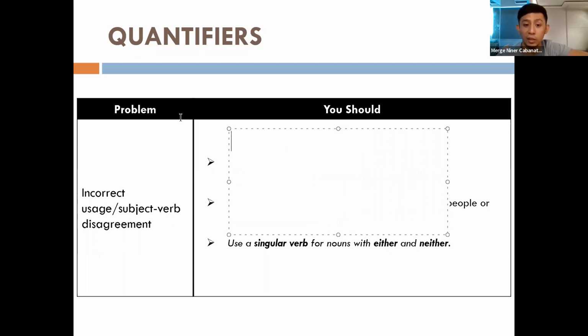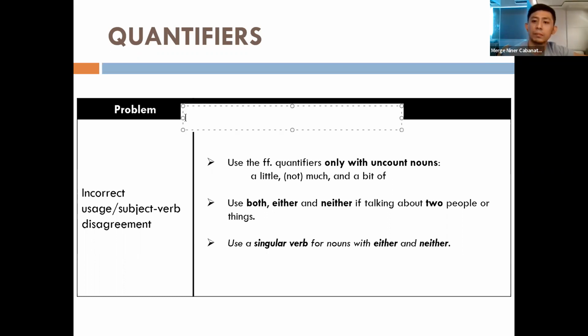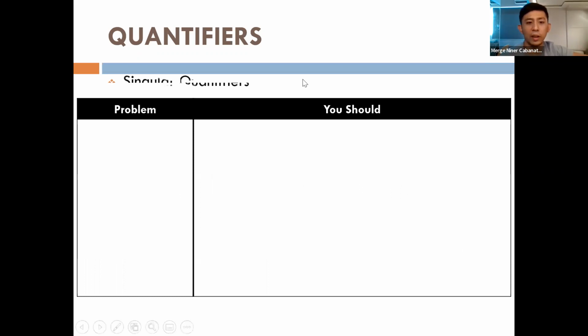Pwede natin gamitin. So, halimbawa, a little respect, not much attention, a bit of honesty, a little love, not much hate, a bit of freedom. Yan. So, ginagamit natin siya. A little salt, not much sugar, much less sugar, a bit of oil. Pwede rin. All right. Okay, that's for the quantifier.